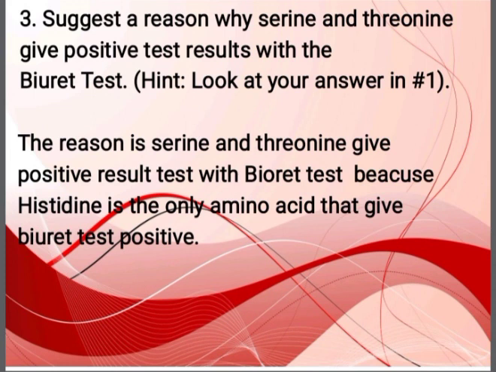Number 3 question: suggest a reason why serine and threonine give a positive test result with the biuret test.